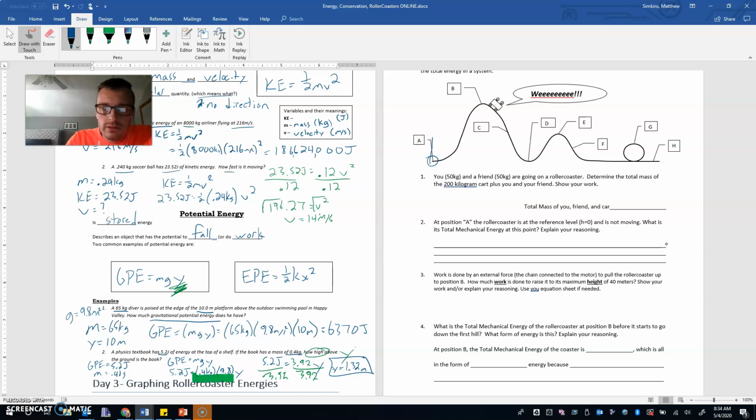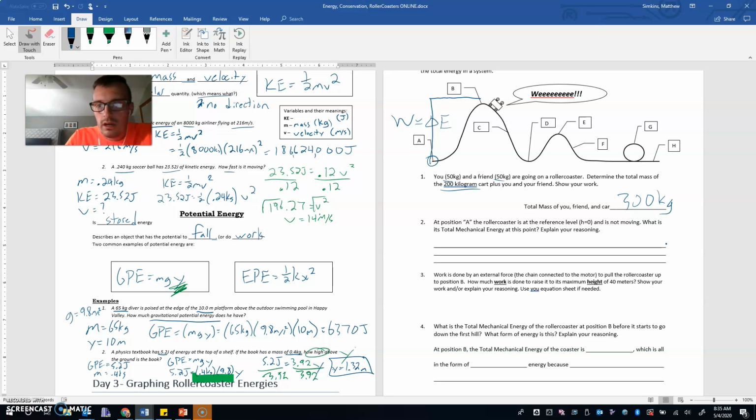And so in order to get from point A to point B, you're changing energy. What changes energy? Oh, when work is done, energy changes. W equals delta E, or the change in energy. All right, so this says you 50 kilograms, your friend 50 kilograms, and a cart are all added together. What is the total mass? So of course that'd just be 300 because you're both sitting in the cart, so we'd add you all up together, 50 plus 200. It says at position A, the roller coaster is at the reference level. What is the total mechanical energy at this point?